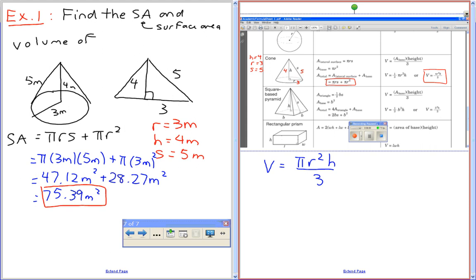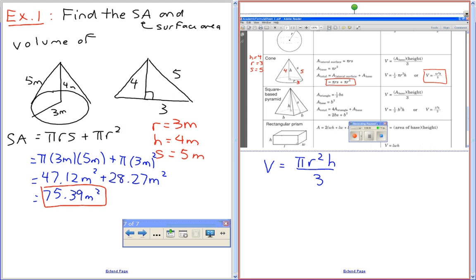Like for the volume on the sheet, it goes like A base. What's A base? That's the area of the base. Got it. Right? Because that's what we talked about before. So the area of a circle is pi r squared. Then you just times that by your height, and that's your volume, divided by 3.